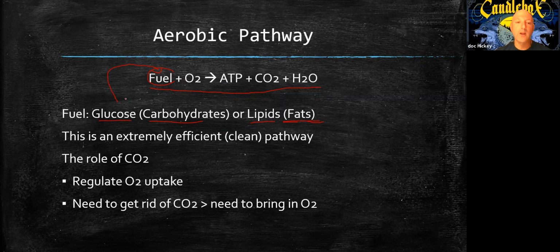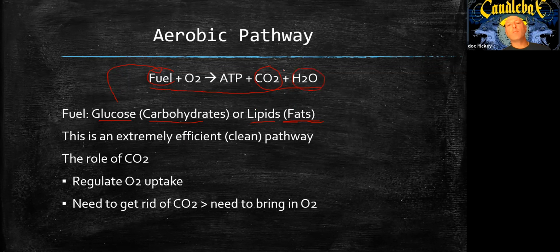And if my body uses glucose, I'm going to get 36 ATP. If my body uses lipids, I'm going to get at least 100 ATP, depending on the type of lipid molecule I use. But we can just say over 100 ATP per molecule of fats, of lipid. And then for my byproducts here, I don't want to call these waste products, but these are byproducts. And there's a reason I'm going to say that: CO2 and water.